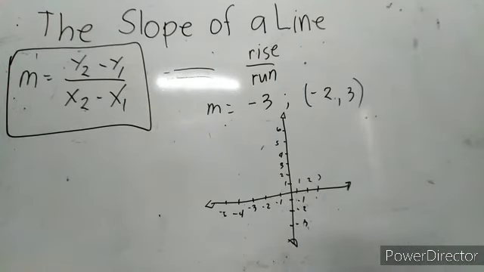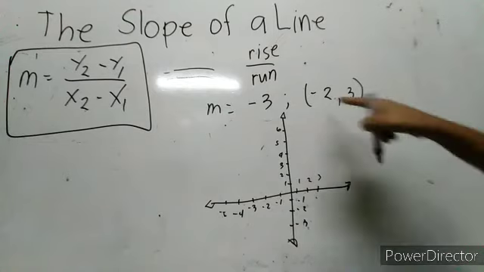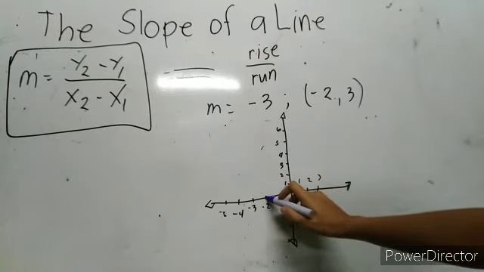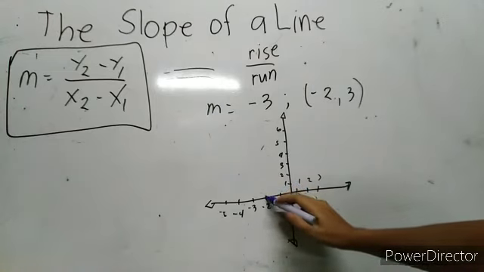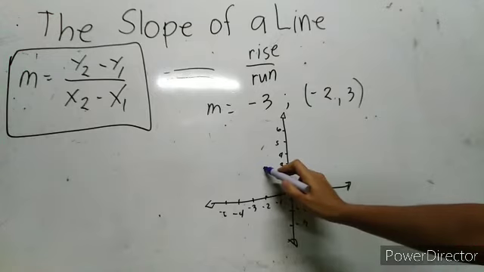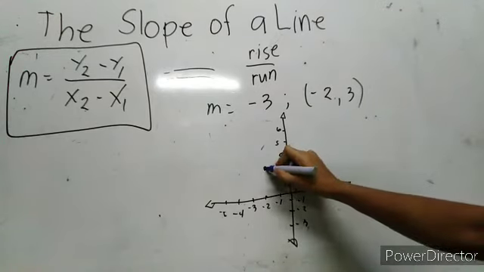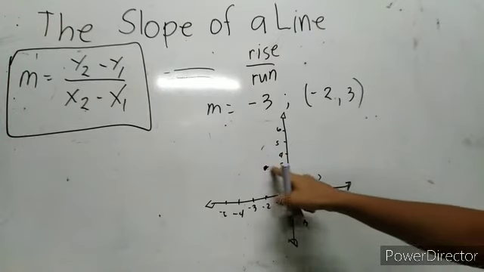Okay. So again, we have a point given which is negative 2 and 3. Which quadrant is it found in? Okay, let us locate the point negative 2 and 3. Where is negative 2 on the x? Negative 2 is here. Then its y is 3. So we plot it here, negative 2 and 3.